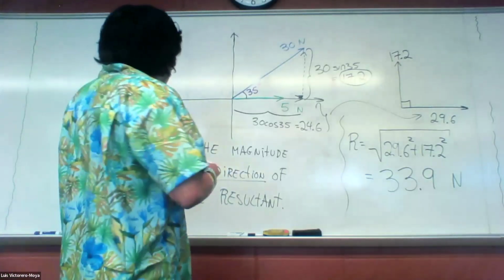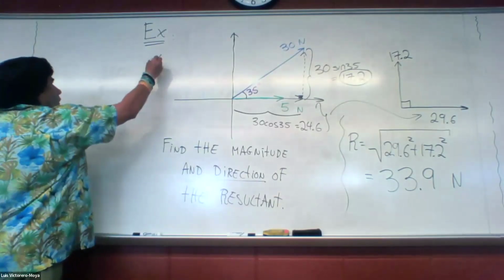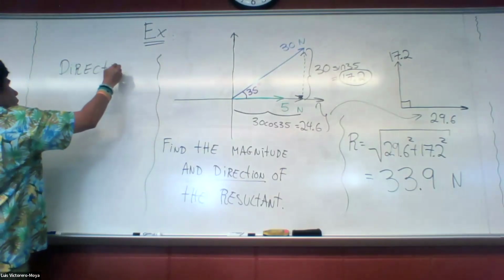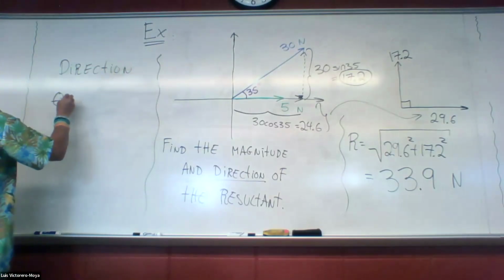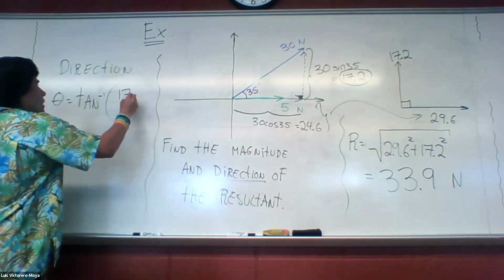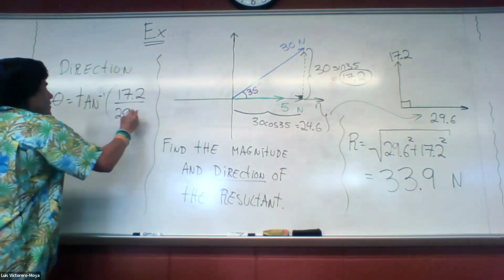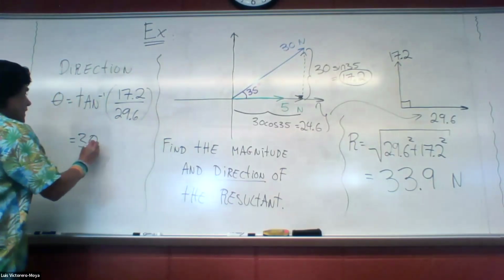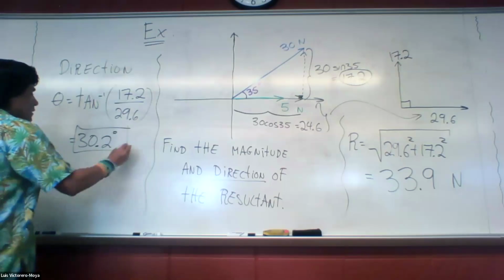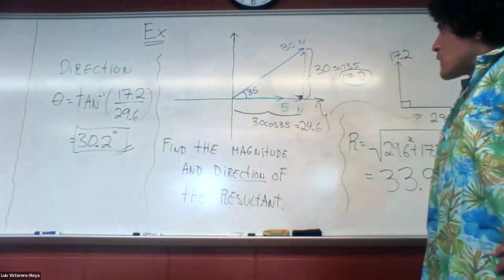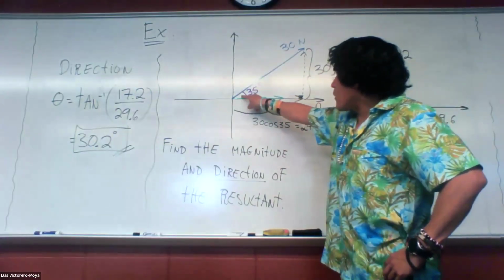The way you get a direction, for the direction, don't forget, is the theta angle, tangent inverse of 17.2, the y component over the x component. That's why using components is so important. And like you guys said, 30.2 degrees. Degrees, not radians. Be careful with those calculators. Make sure they're in degrees. That makes sense because the result of these two will be around here.